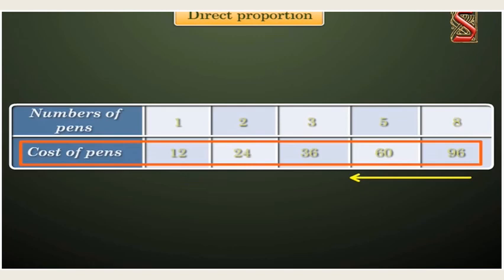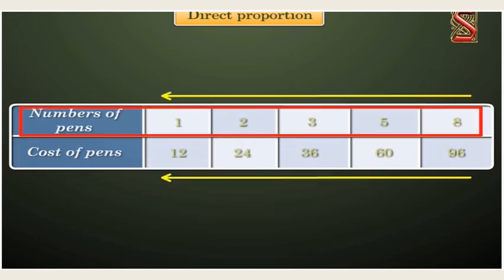If the number of pens is decreasing, the cost of the pens is also decreasing. So they are directly related to each other. If one quantity increases, the other also increases, then they are directly related. Similarly, if one quantity decreases, the other also decreases simultaneously, then they both are directly proportionate to each other.